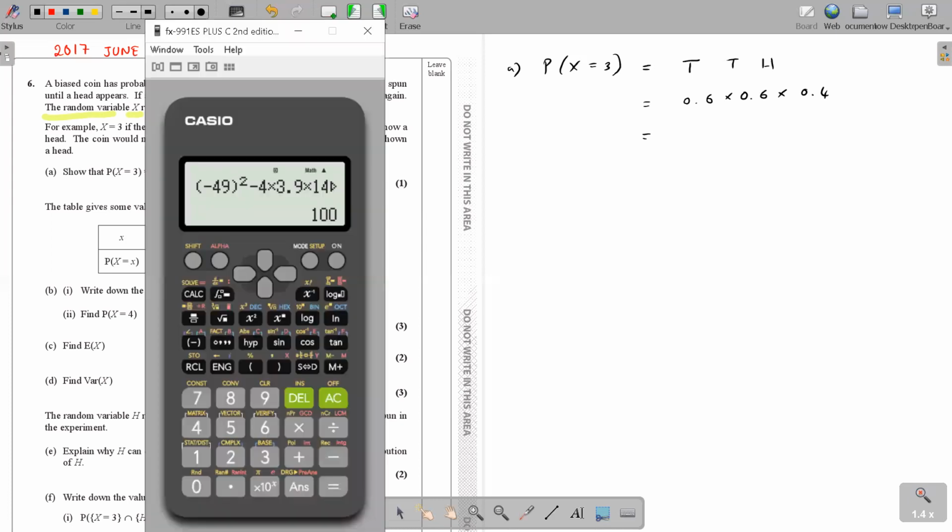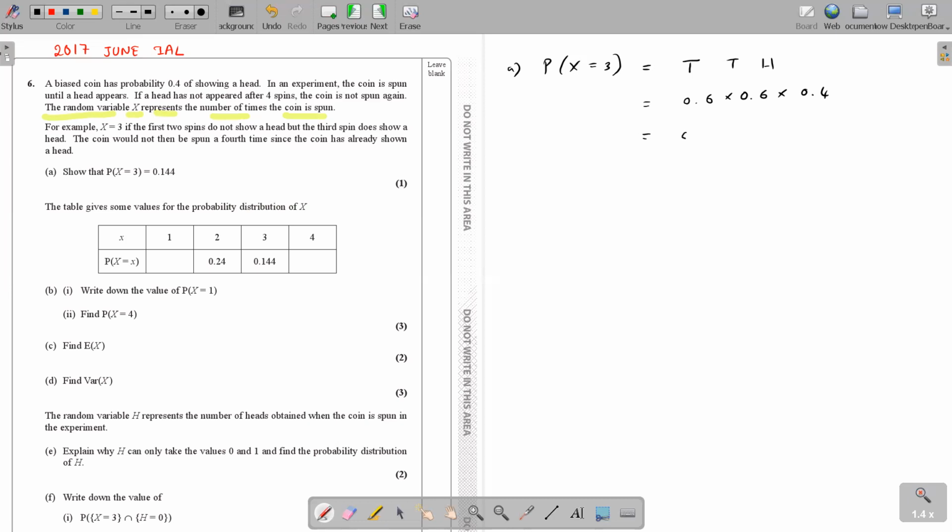Okay, I just wanted to check my calculator. 0.144, you get the show there. Okay, then the next one, children.